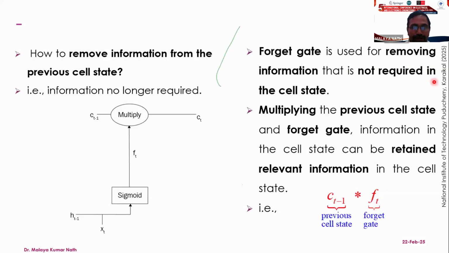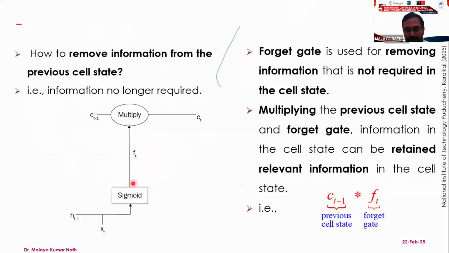Now how to remove the information from the cell state? So this is from the previous cell state. Already we have discussed that the forget gate is basically responsible for removing the information. So the information that is not required has to be removed by the forget gate. So how can it be removed? The information no longer required has to be removed. So already we know what the forget gate output is.